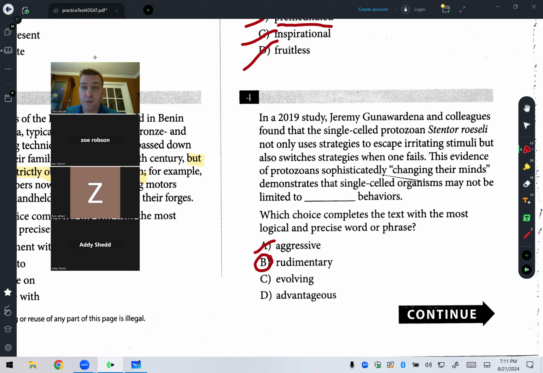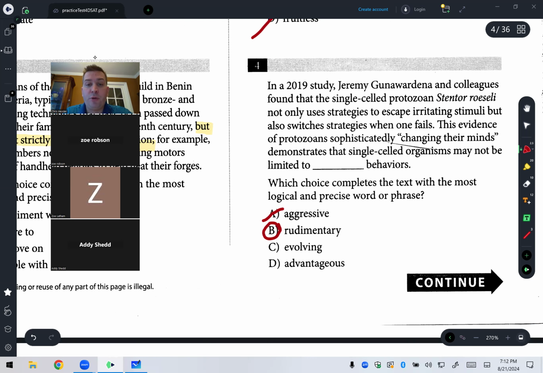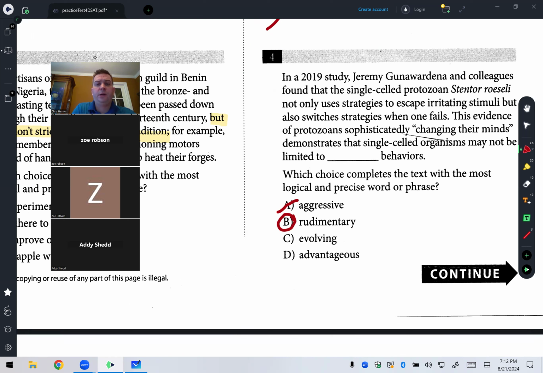I'm going to read the correct answer back in the sentence. All right, so these are single-celled organisms, but surprisingly, they can utilize multiple strategies to escape irritating stimuli. So even though they are single-celled organisms, they may not be as rudimentary as we thought. This evidence of protozoans sophistically changing their minds demonstrates that single-celled organisms may not be limited to rudimentary behaviors. All right, and if we read evolving or advantageous back in the sentence, those answers would not make sense either.